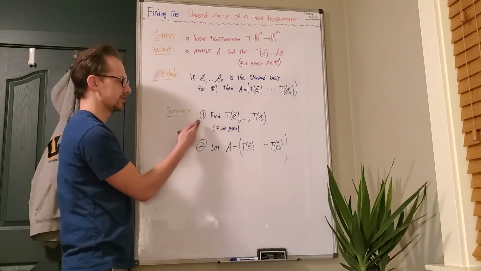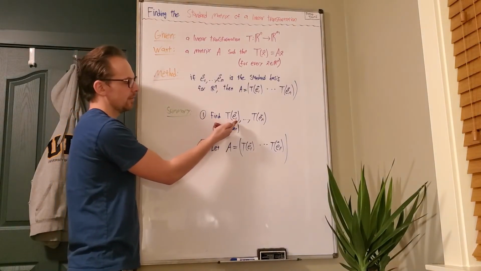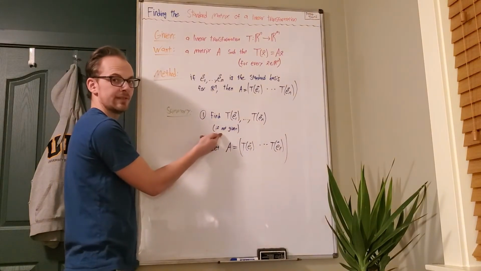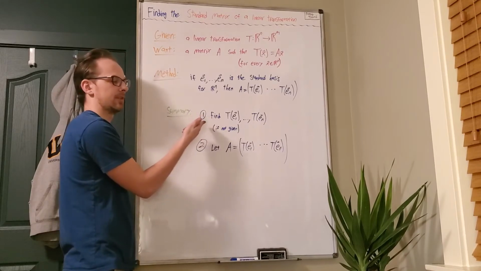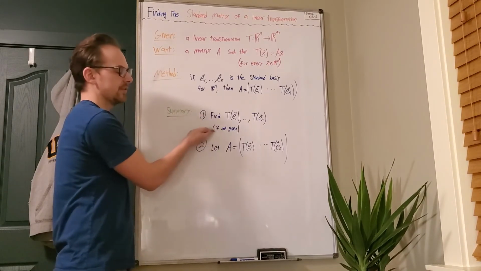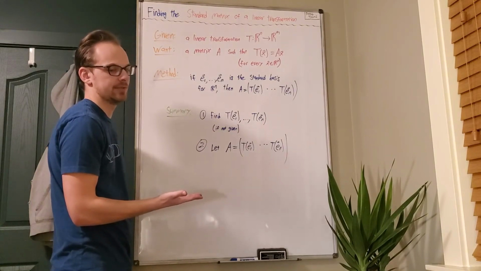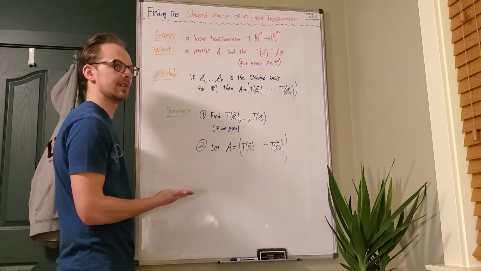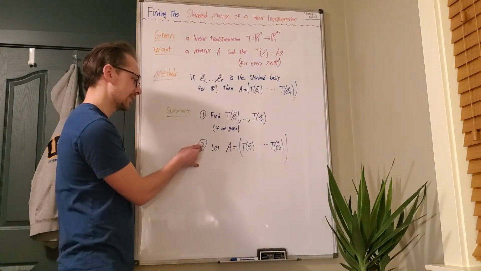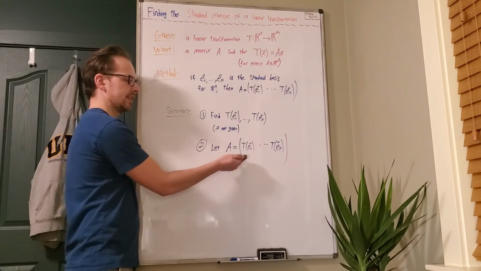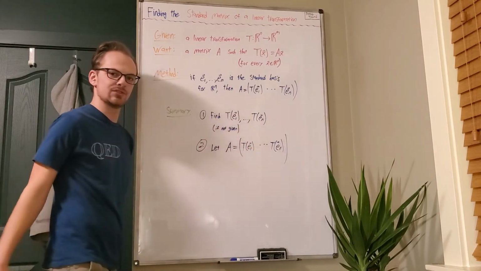The summary is: step 1, find those images, so find T of e1 through T of en, if not already given, right? Like in the first example, we were just given that, so you might be able to skip step 1. Otherwise, generally you're going to need to either apply the definition of the transformation T, or else use properties of the fact that T is linear. And then the second step is to let A equal the matrix with columns T of e1 through T of en. You just form the matrix A once you have that information.